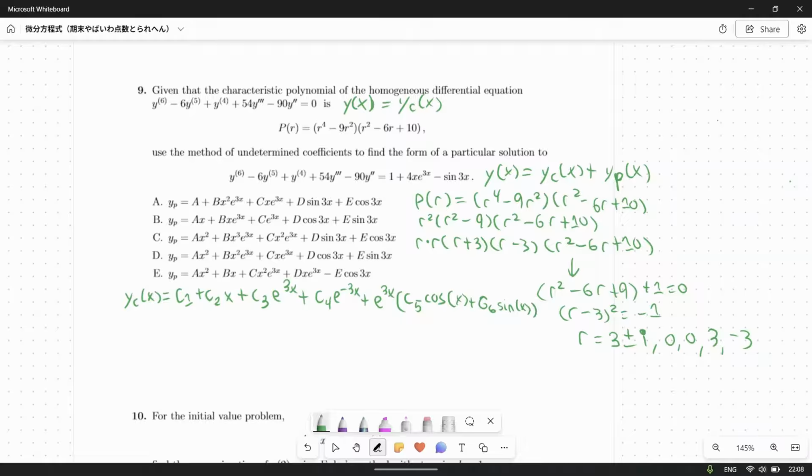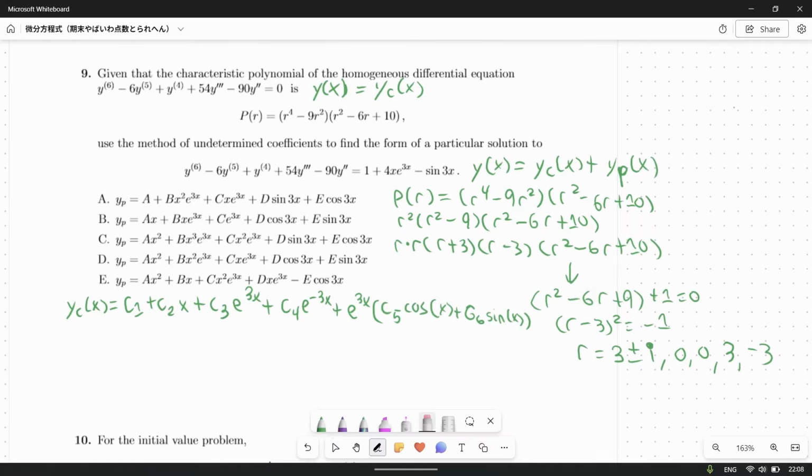So now that we have our complementary solution, now we can start focusing on our particular solution. And recall that now I'm going to just be focusing on this side of the equation. So when you see, there's a general set of rules to follow when you're using the method of undetermined coefficients to come up with an educated guess. And what that entails, I'll write those rules over here.